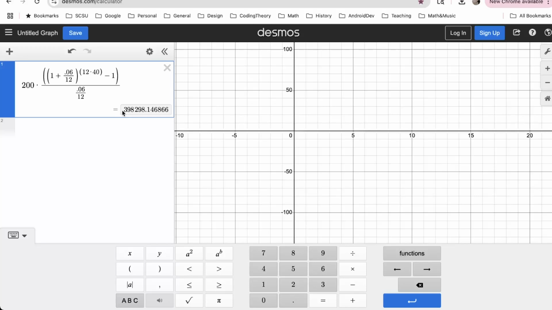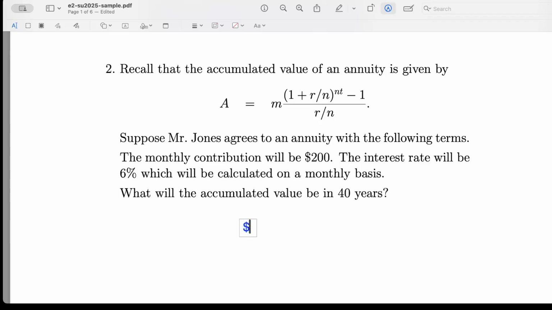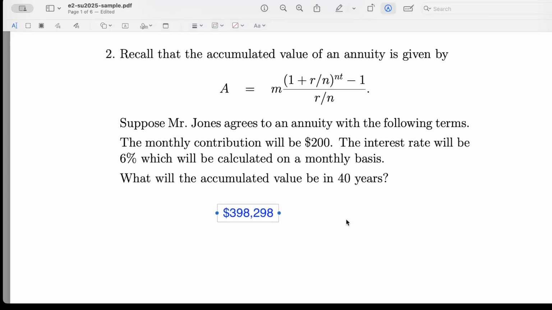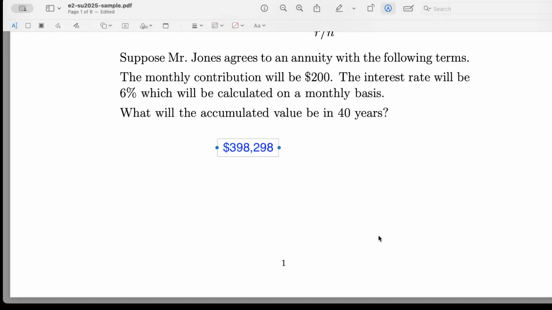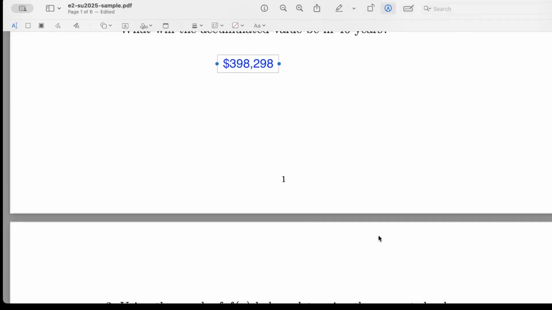I happen to recognize that number, $398,298. I'm not going to bother with the pennies. Now, if I'm being honest, they usually put a comma in that kind of thing. You could write down the pennies if you want. Please don't write anything beyond the second decimal point. It's silly. 40 years in the future, we don't know things to that level of accuracy.